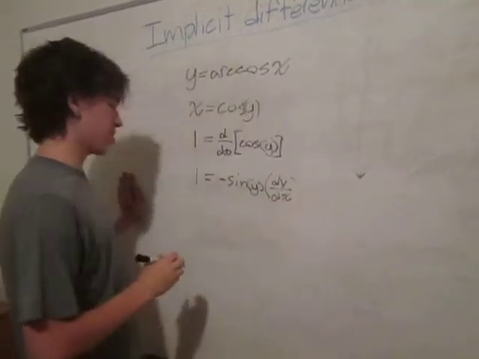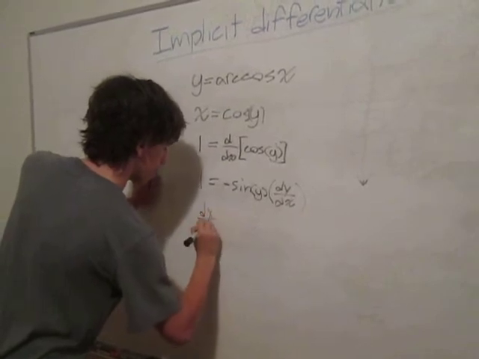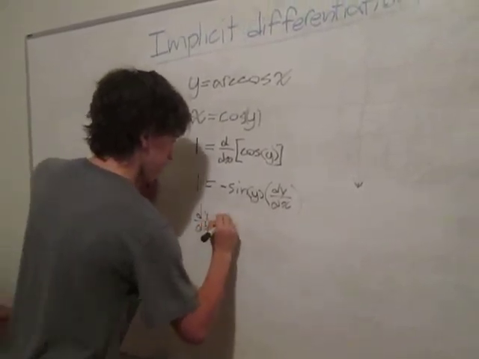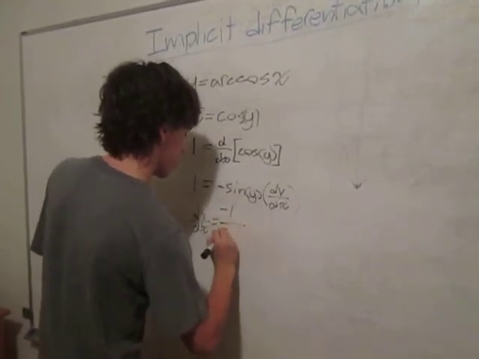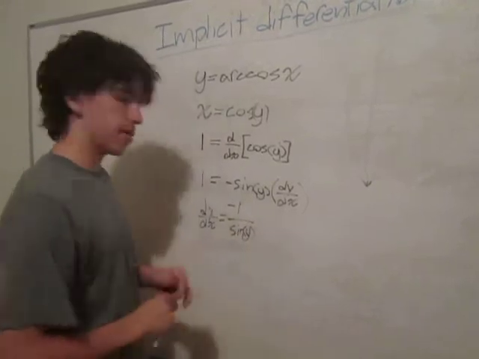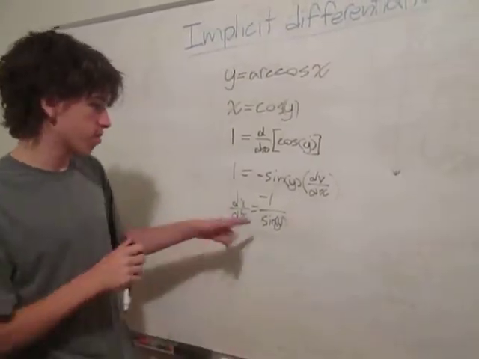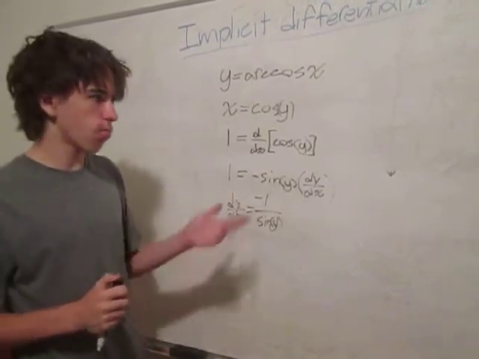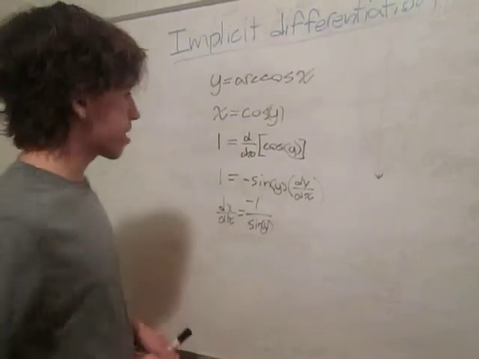Just like we did last time. And so, dy/dx is equal to negative 1 over the sine of y. And this can be simplified a little bit further though, because we have this in terms of y, but we don't want this in terms of y, we want this in terms of x. So, what is sine of y equal to?